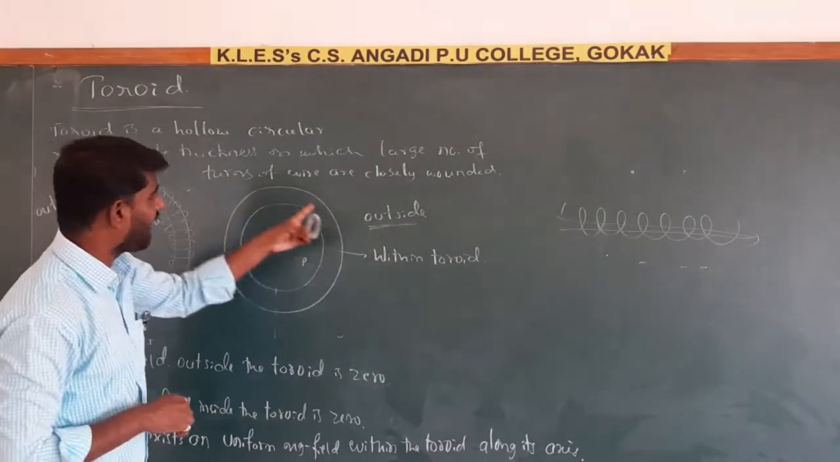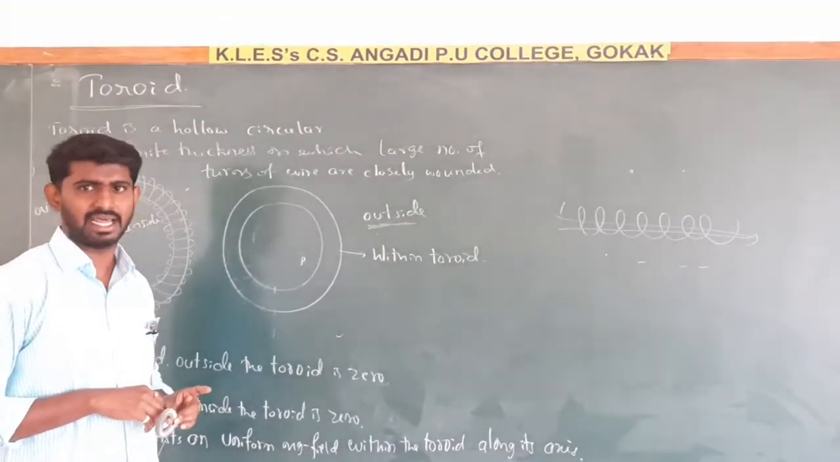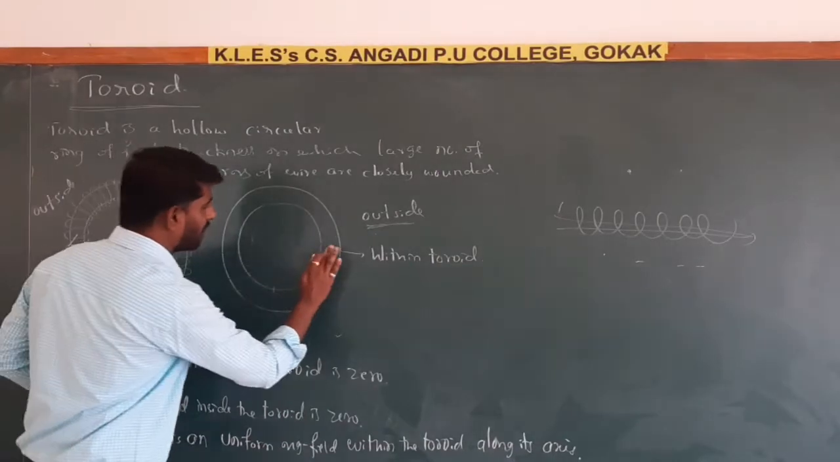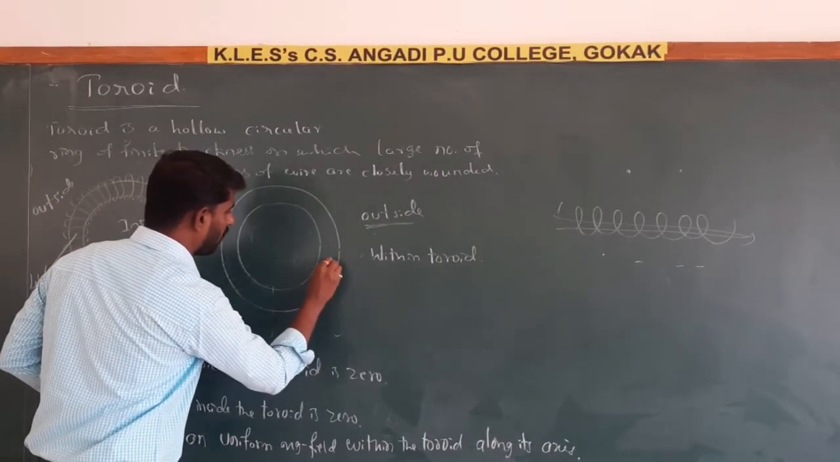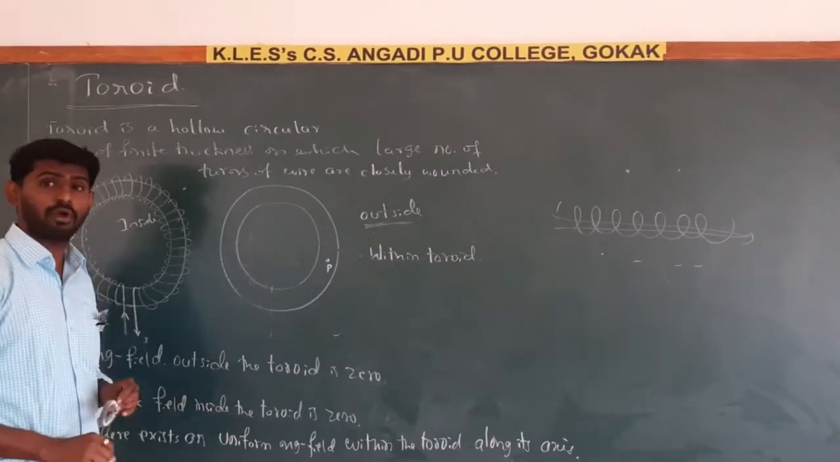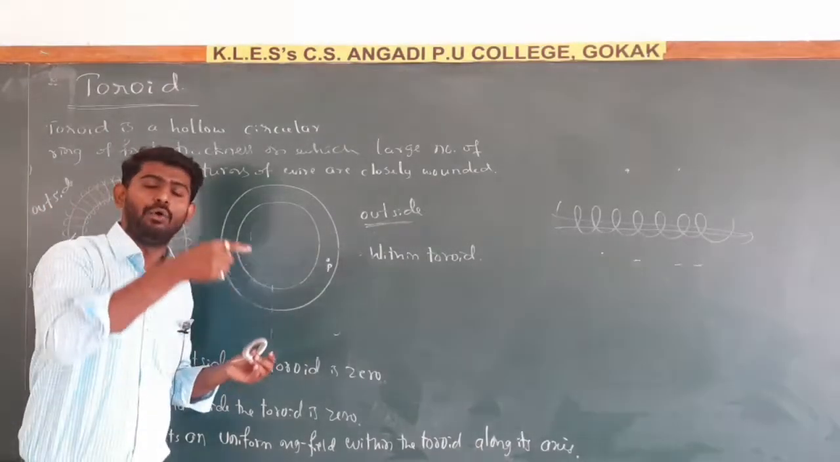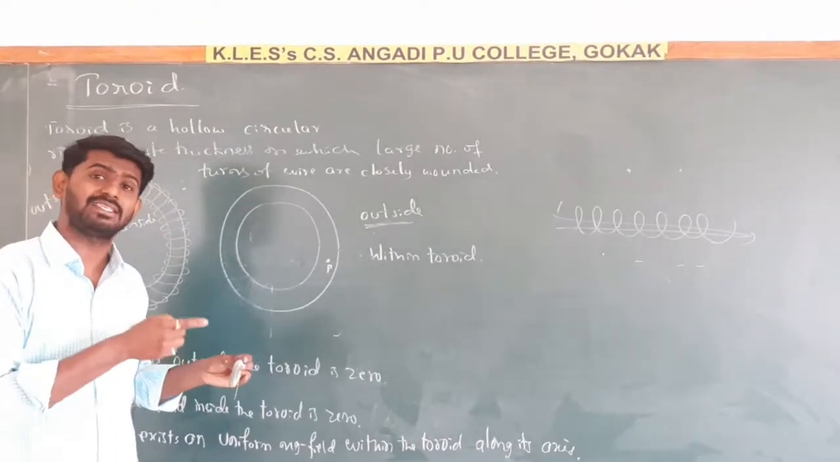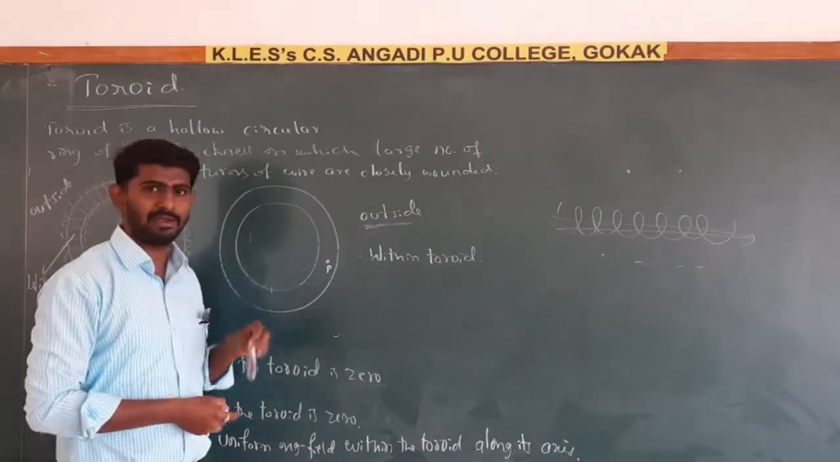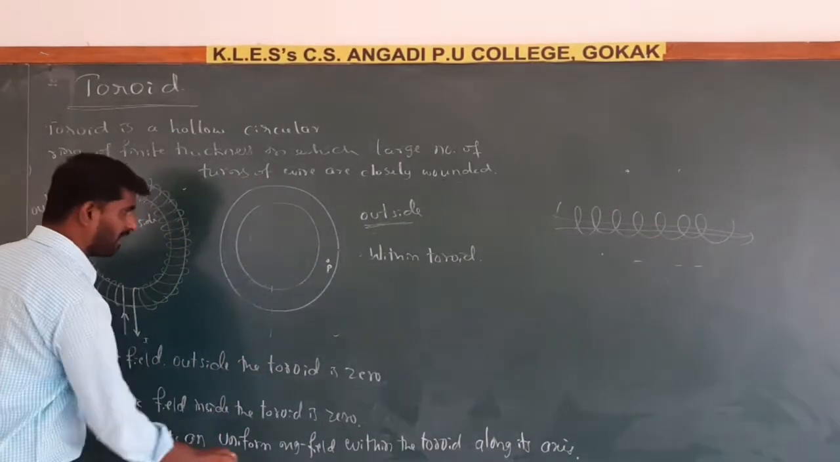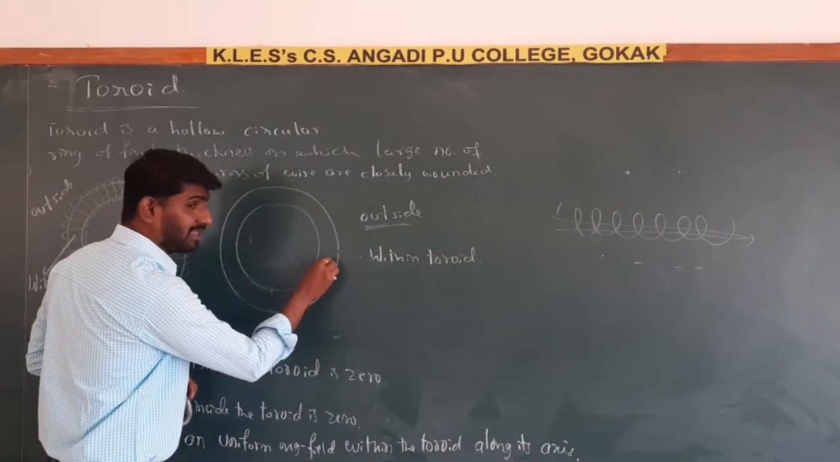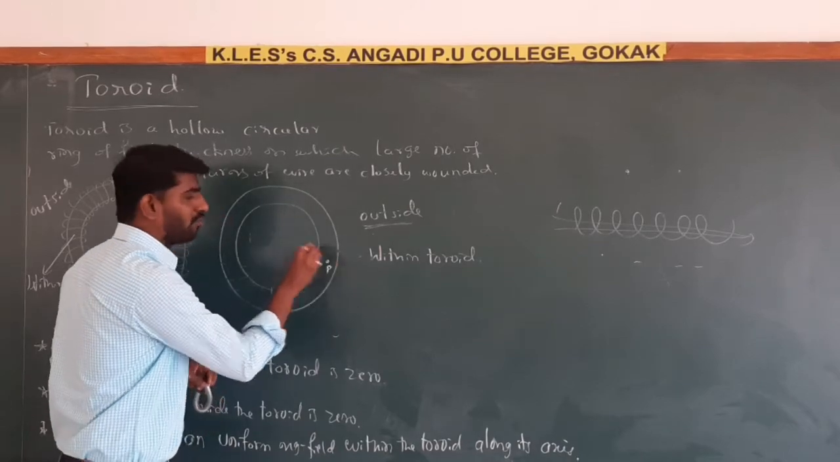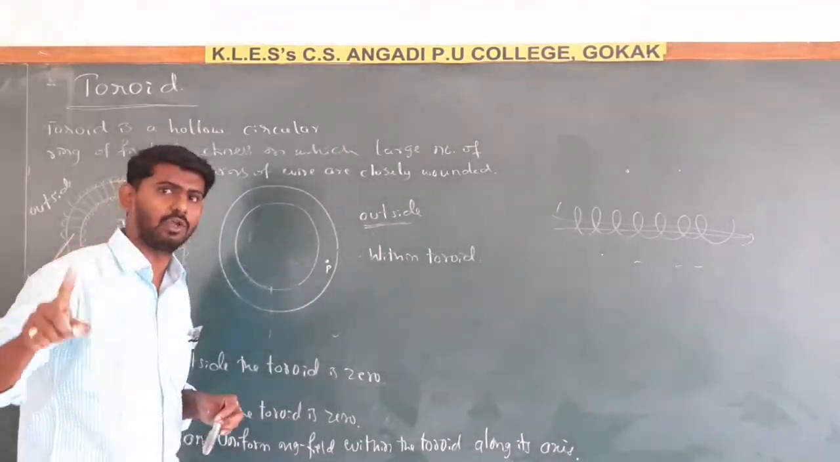It is directed along the axis. Okay, I want to get the magnetic field here. So at this point, I need the magnetic field. Where is that point P now? The point P is within the toroid. So there exists a magnetic field, and I can calculate its value. If you want to calculate the magnetic field at any point by using Ampere's circuital law, first you need to draw an Amperian loop.